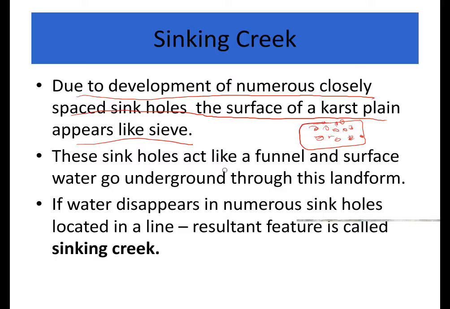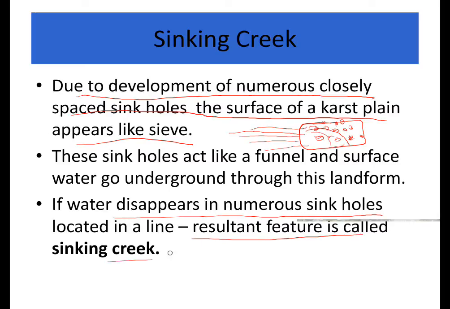Because of that, the sinkholes act like a funnel and the surface water goes underground through this landform. Suppose surface water is running like this on its path, then it just enters the sinkholes and runs like a subsurface drainage for a certain distance, depending upon the aerial extent where the sinking creek is there. So if water disappears in numerous sinkholes located in a line, the resultant feature is called a sinking creek.